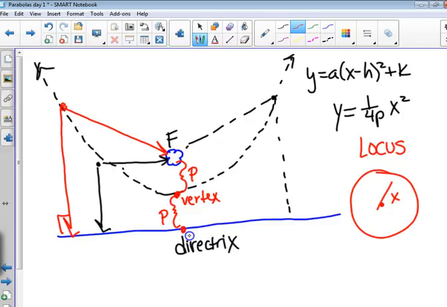That's the focus, and it's always inside the parabola. So if my parabola dish opened this way, the focus would be in here somewhere. Everybody good? The directrix is always outside on the other side of the parabola, and the parabola is bending away from the directrix. Does that make sense? Okay, it's bending away from that.